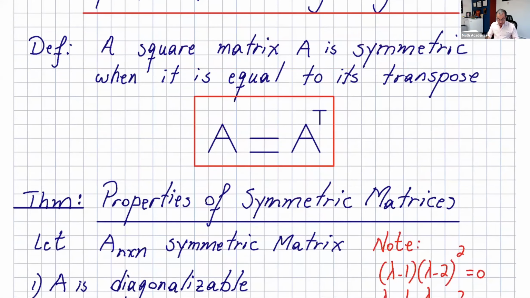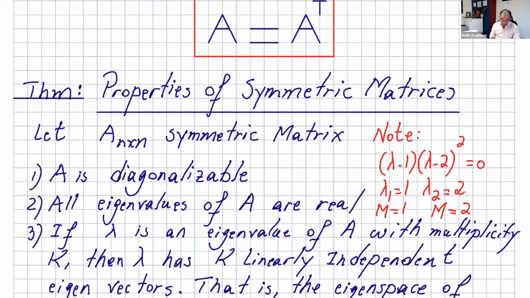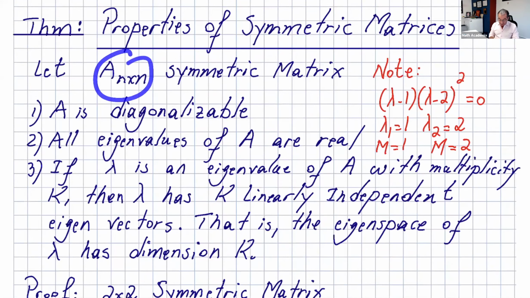And there are properties of symmetric matrices. If we have an n by n symmetric matrix, first of all, A is diagonalizable, and we'll see why. All eigenvalues of A are real numbers, and I will do the proof for this with a 2 by 2 matrix. And if lambda is an eigenvalue of A with multiplicity k, then lambda has k linearly independent eigenvectors, and that's very important. For example, I put a note here for you.